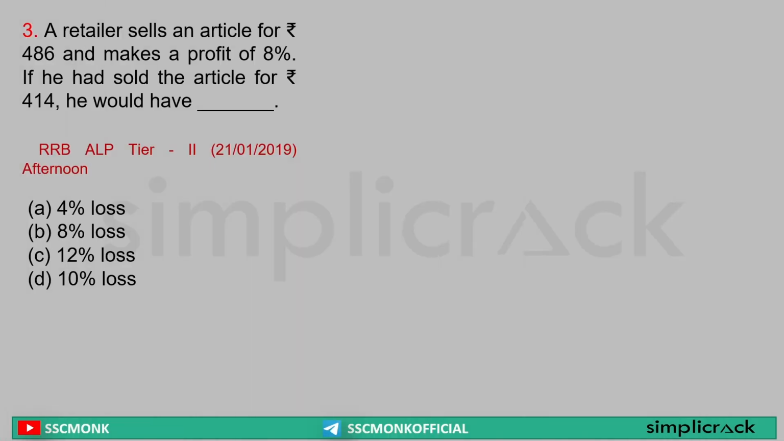Next. A retailer sells an article for 486. Sells means it is the sales price. Makes a profit of 8%. If he had sold the article for 414, he would have lost or gained? In this question, he has a loss. Sales price is 486. Second information, with a profit of 8%, that means 108 by 100 is the sales price by cost price.